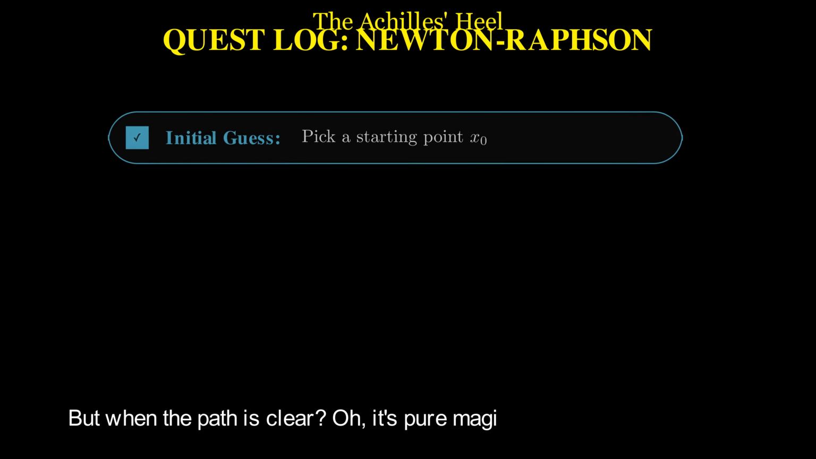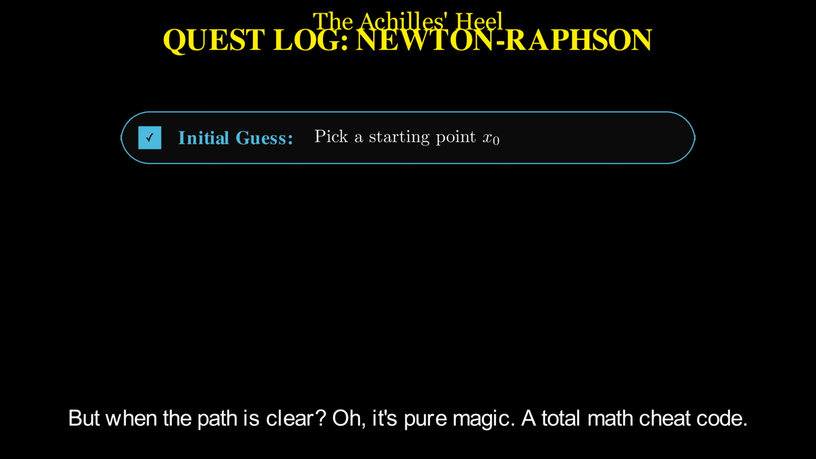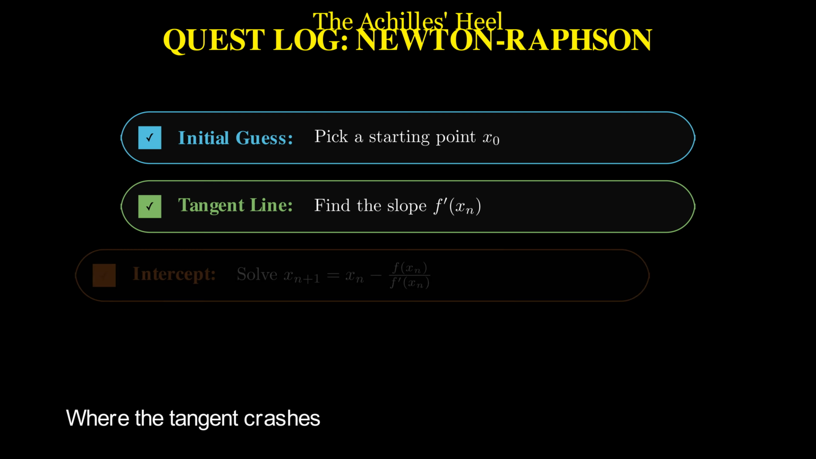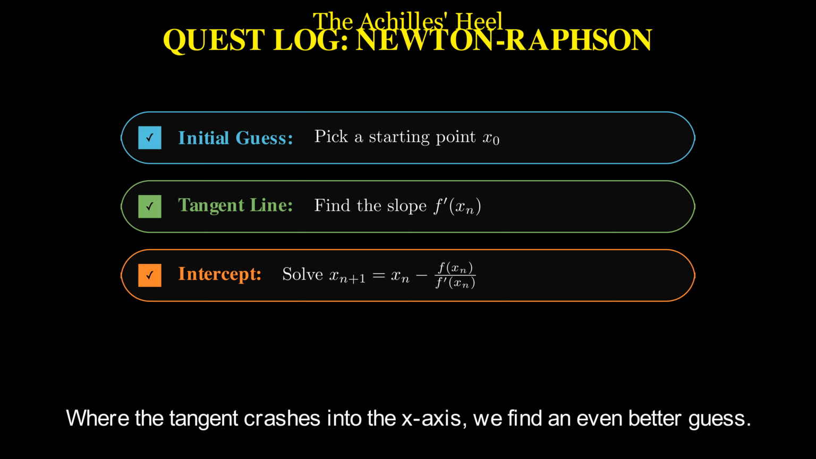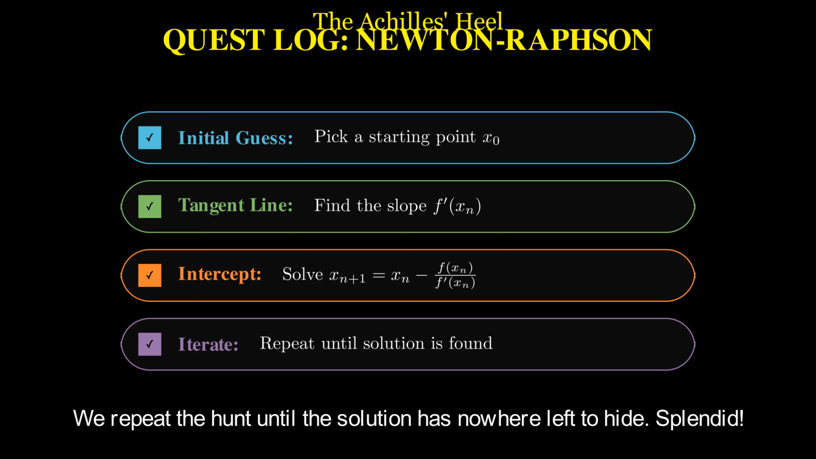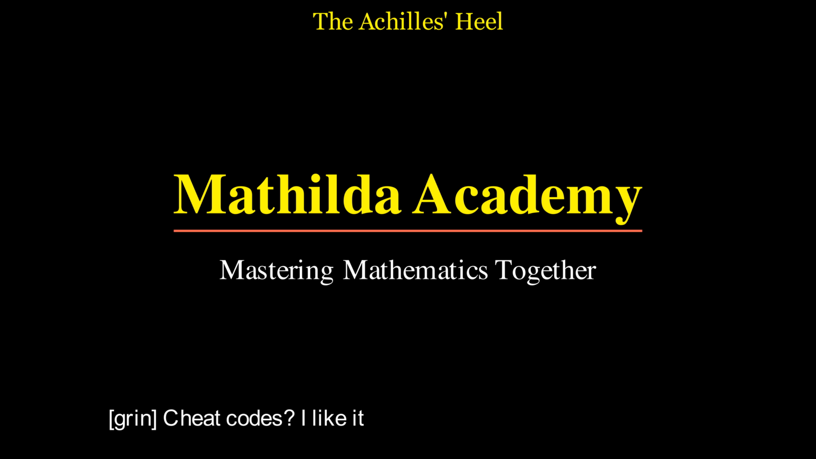But when the path is clear, it's pure magic, a total math cheat code. First, we pick a hero, x0. Then we send a tangent on a scouting mission. Where the tangent crashes into the x-axis, we find an even better guess. We repeat the hunt until the solution has nowhere left to hide. Splendid! Cheat codes? I like it. Now you're speaking my language.